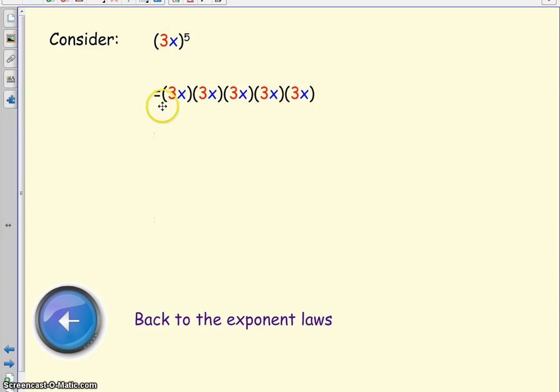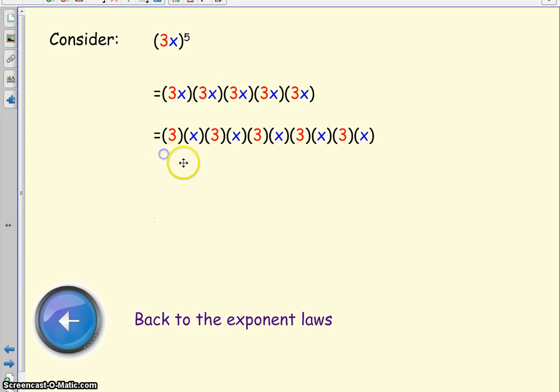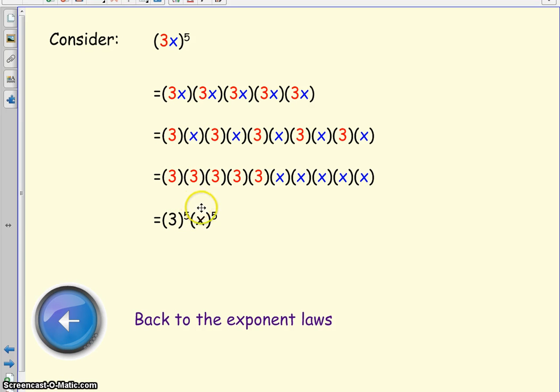When you multiply them all together, you notice that there's now 5 copies of not just the x, but the 3 as well. So you have 3 times 3 times 3 times 3 times 3, which gives you, when you simplify, 3 to the exponent 5, x to the exponent 5. So that exponent winds up applying to both the 3 and the x.